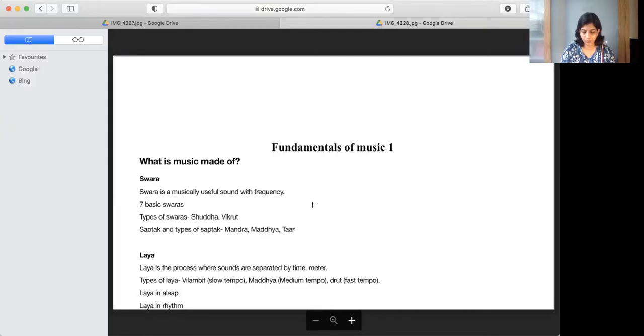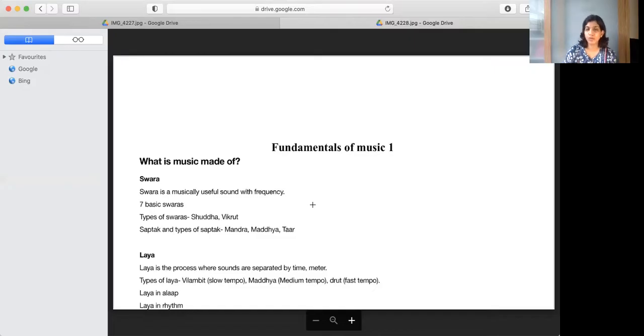I'll just show you. Sa, re, ga, ma, pa, dha, ni, sa. This is the Madhya Saptak.